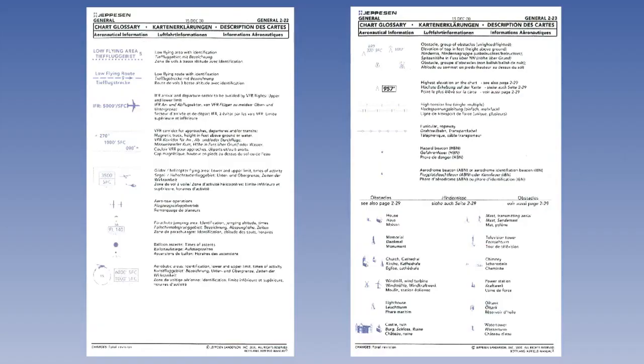If we now go to pages 222 and 223, we find a complete set of unfamiliar symbols which are applicable only to VFR charts. Again, try to become familiar with these.